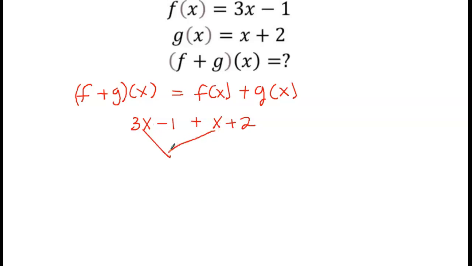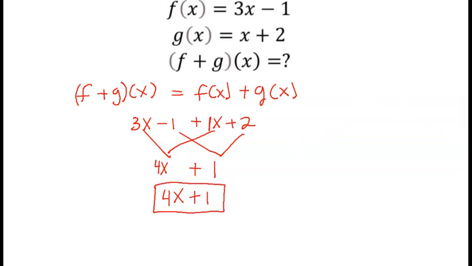So this and this are like terms. There is a 1 here, you can put it if that will help. And this and this are like terms. So 3 plus 1 gives you 4x, and then negative 1 plus 2 will give you plus 1. So you get 4x plus 1 as a final answer.